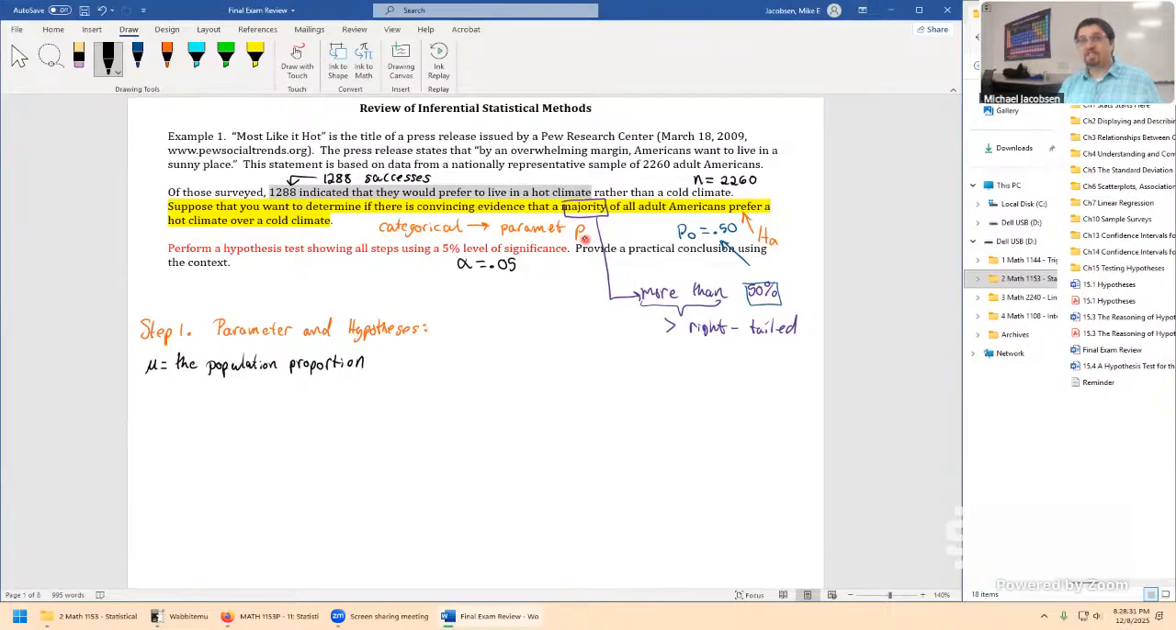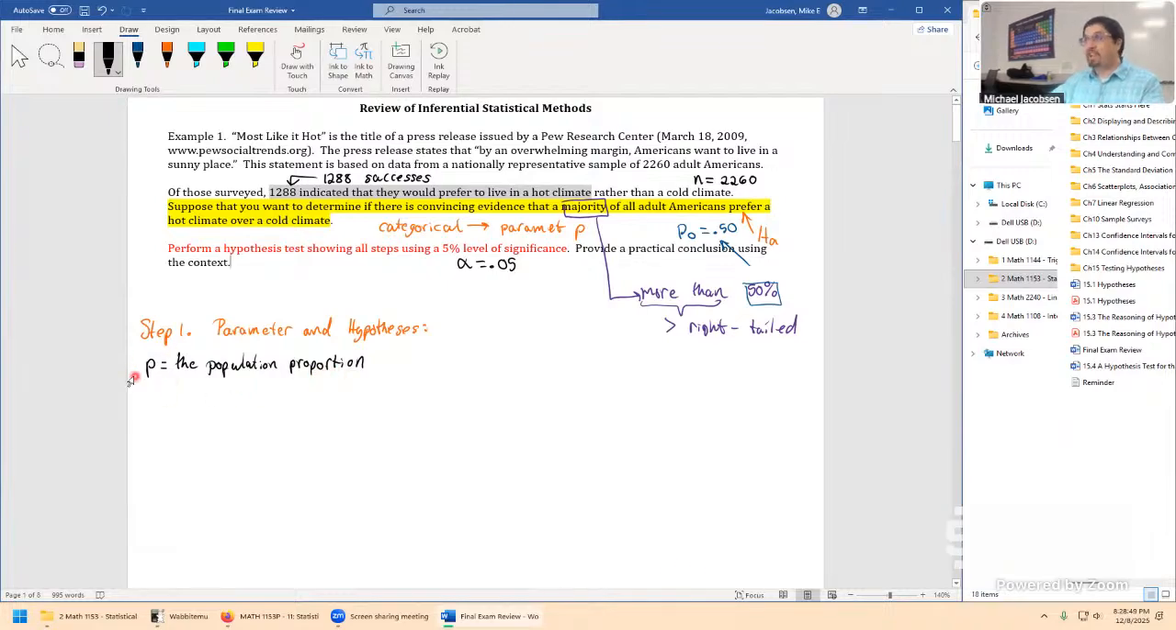Oh, that should be a P equals. Thanks for mentioning that. That would have been a mistake for sure. Mu should be the population mean, the one that we were just doing, but it's actually a P. Thanks for spotting that. P equals the population proportion. The word proportion is important here.